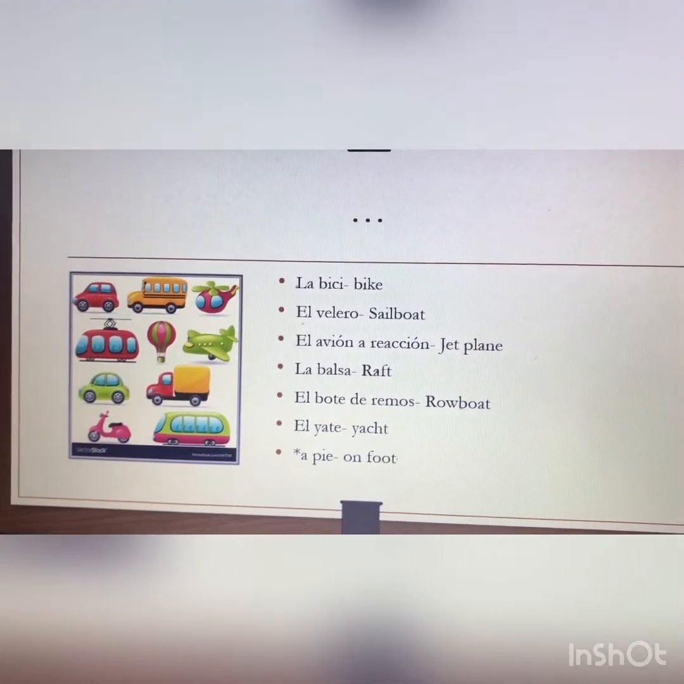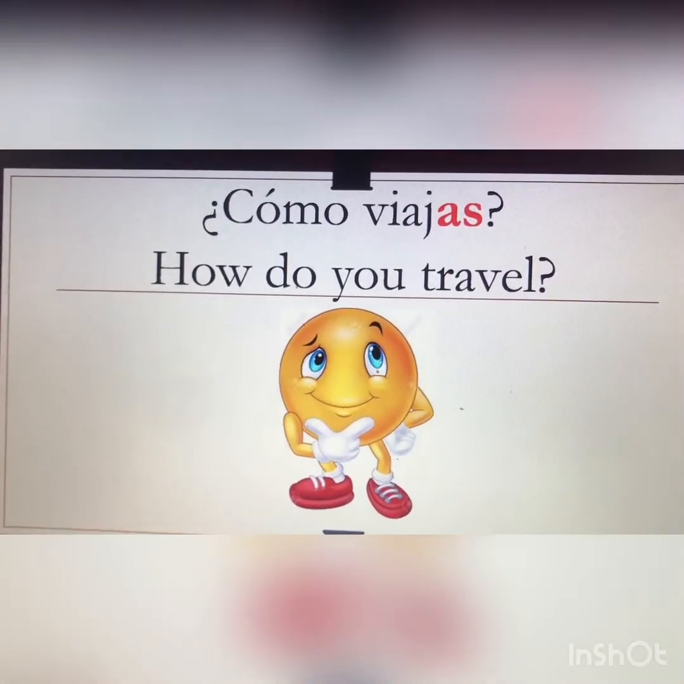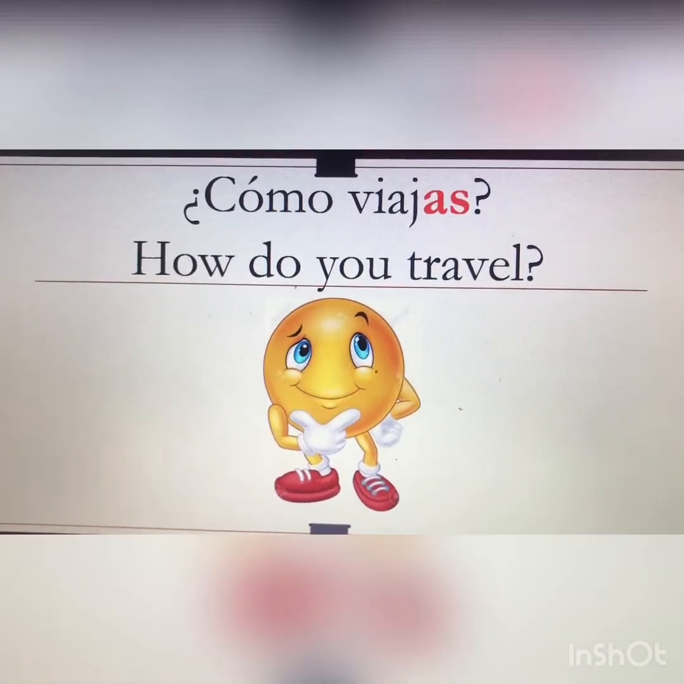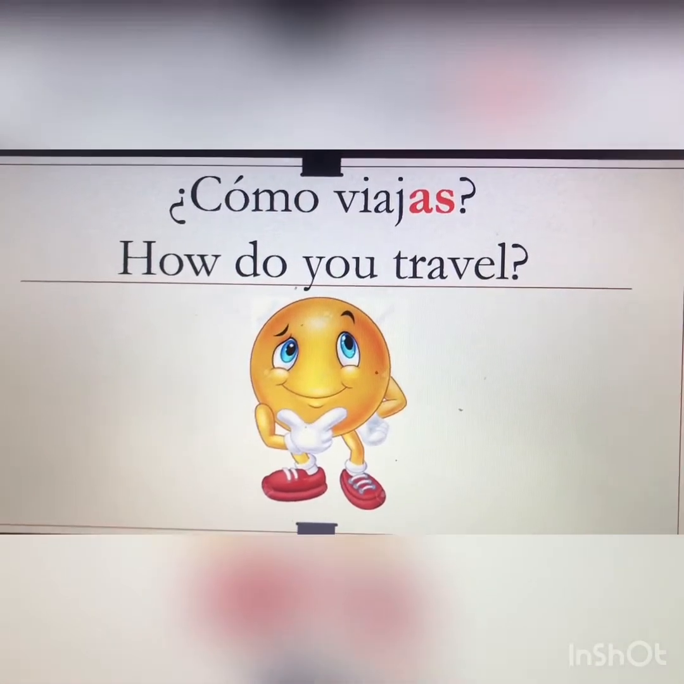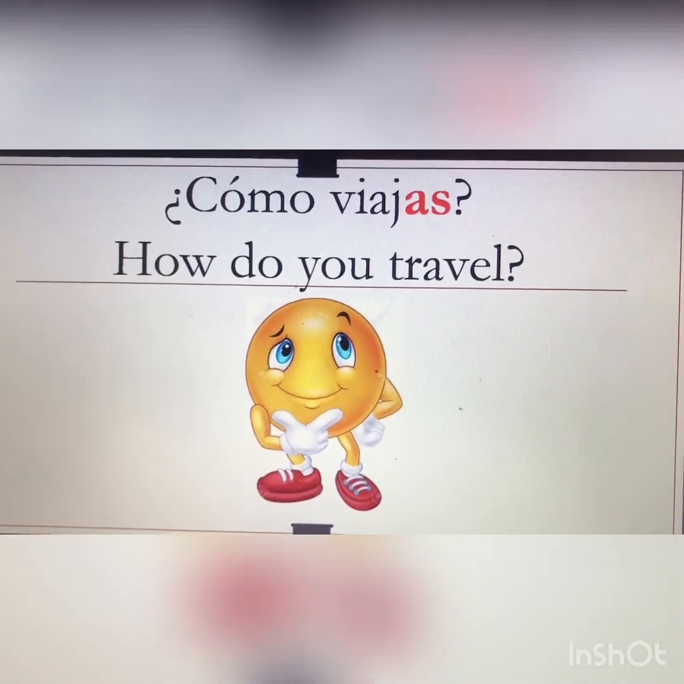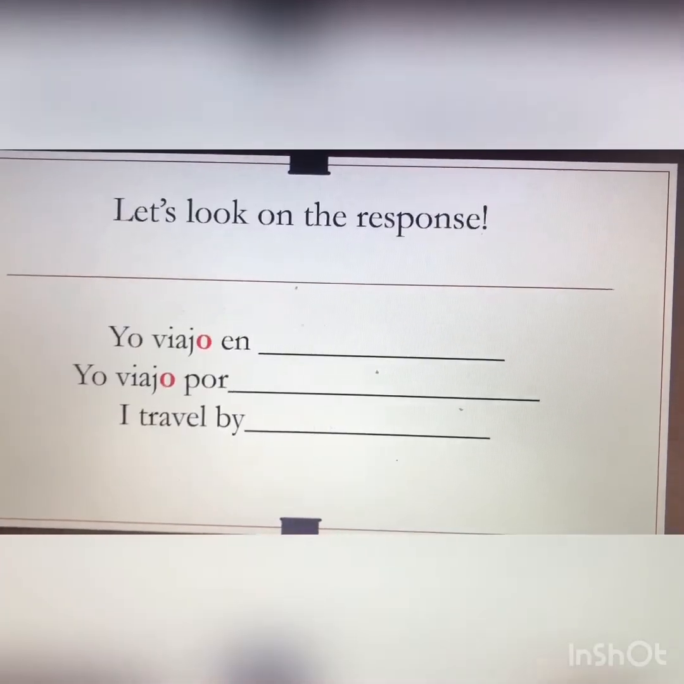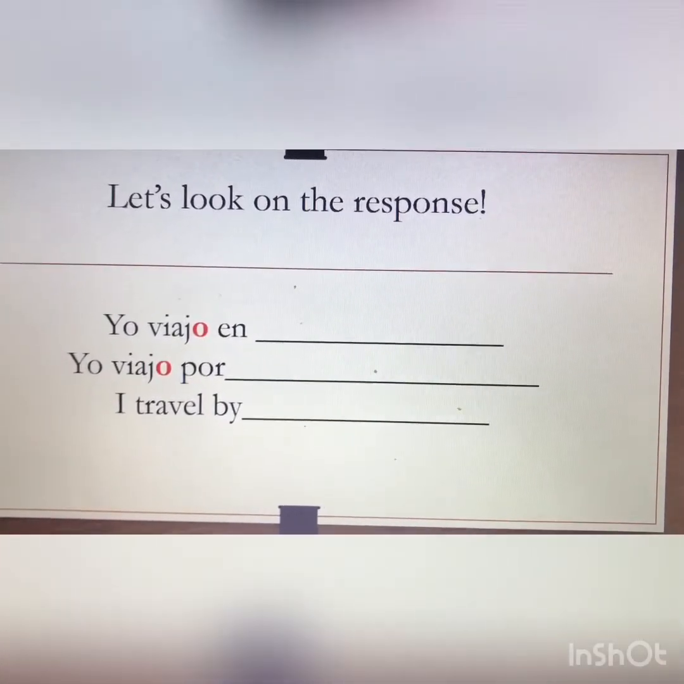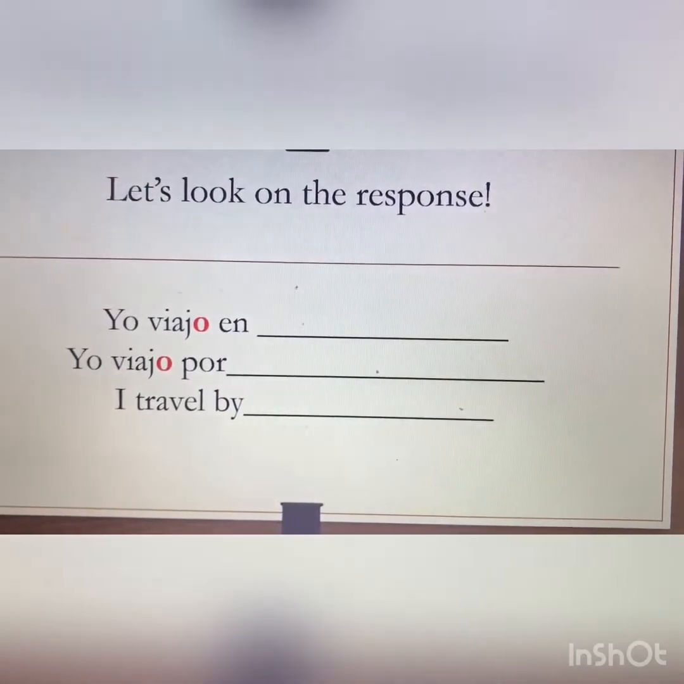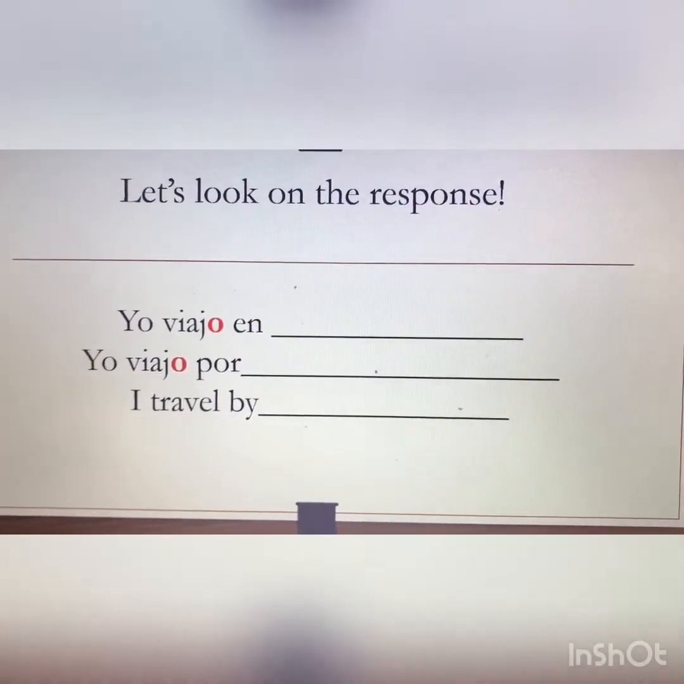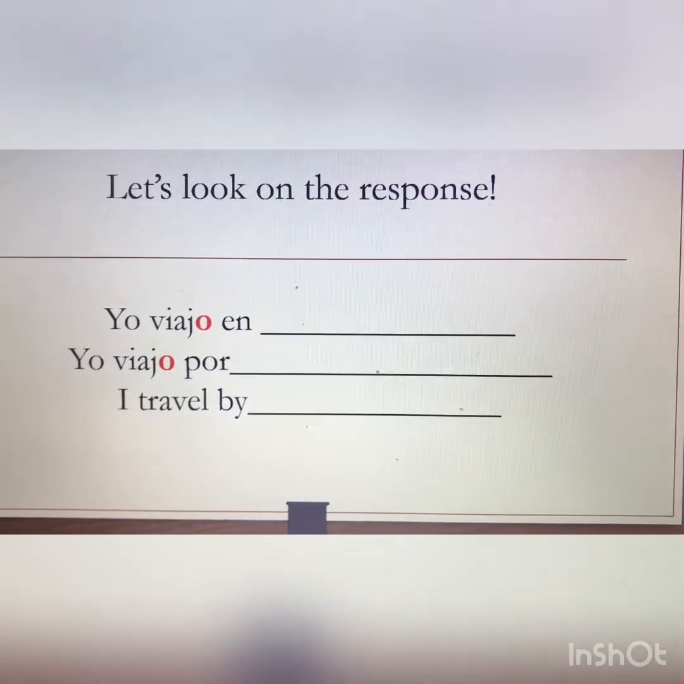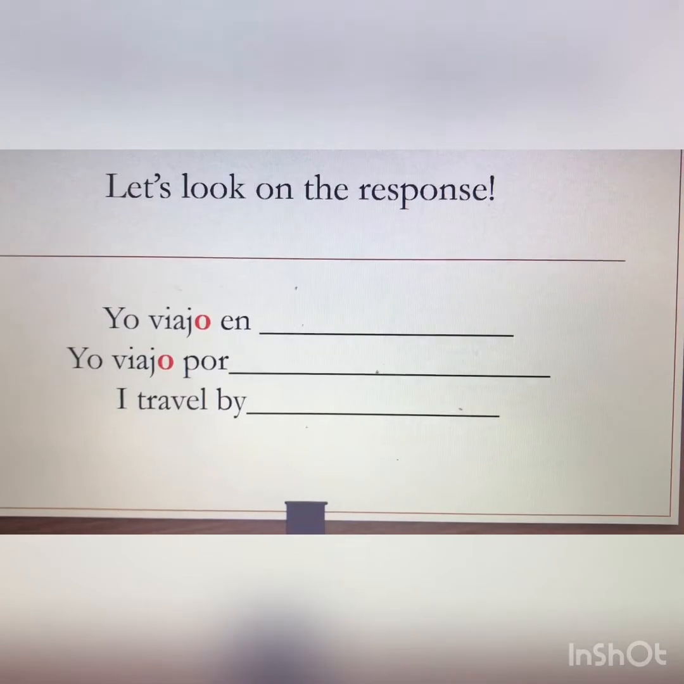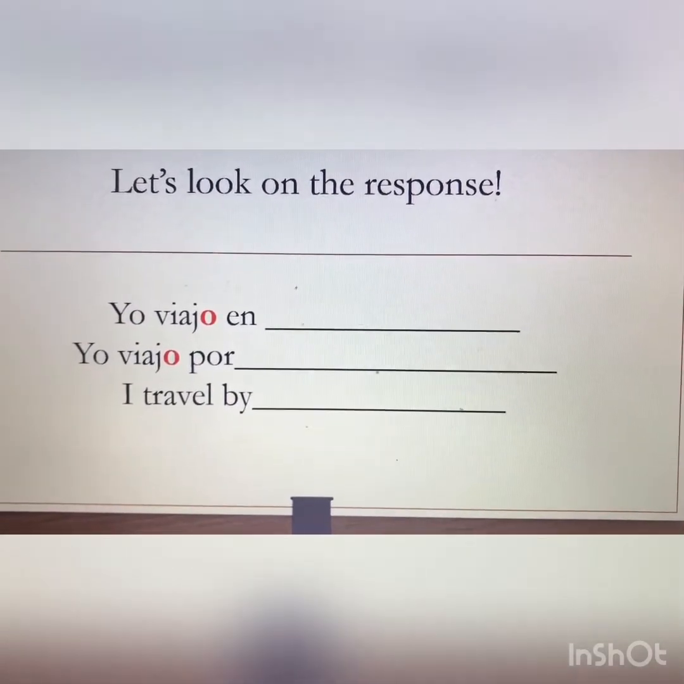Alright, so let's continue. Whenever you want to find out from somebody how they travel, the question is, ¿cómo viajas? Now, para responder, to respond, you can simply say, yo viajo en, or you can say, yo viajo por. Both of these responses mean I travel by. So whichever mode of transportation you're referring to would go on the line right there.